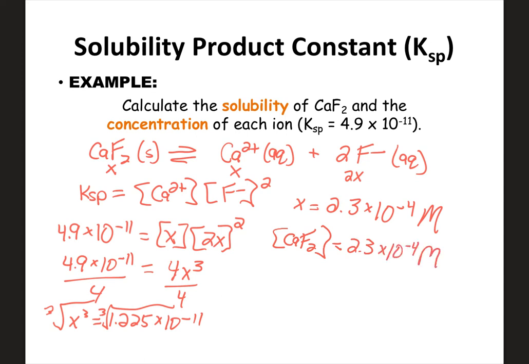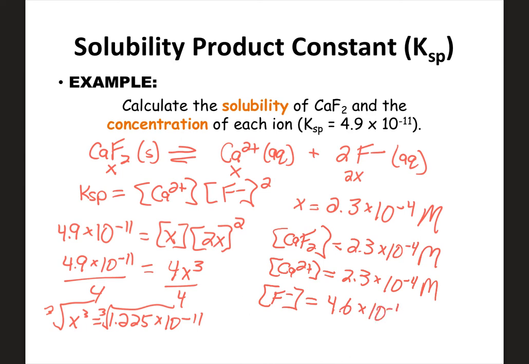So the concentration of the CaF2 is equal to this 2.3 times 10 to the minus 4th molar, because it's a concentration. And then because of the 1-to-1 ratio between the compound and the Ca2+, the concentration of the Ca2+ is also equal to 2.3 times 10 to the minus fourth molar. But then the concentration of the F minus has to be 2 times that value. So it's going to be 4.6 times 10 to the minus fourth molar. So these would be the concentration of the ions and the solubility of the compound itself.